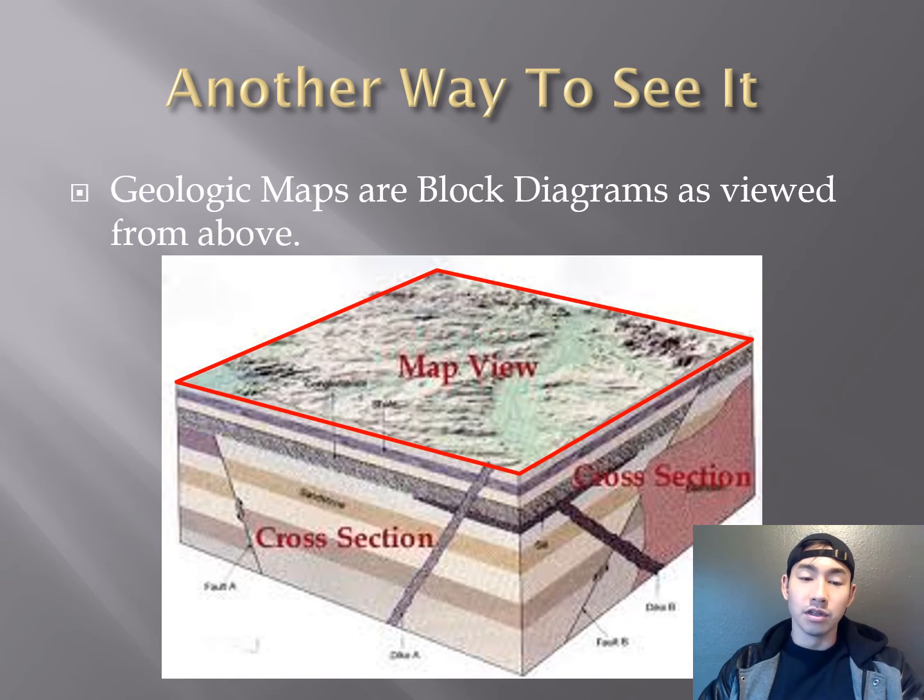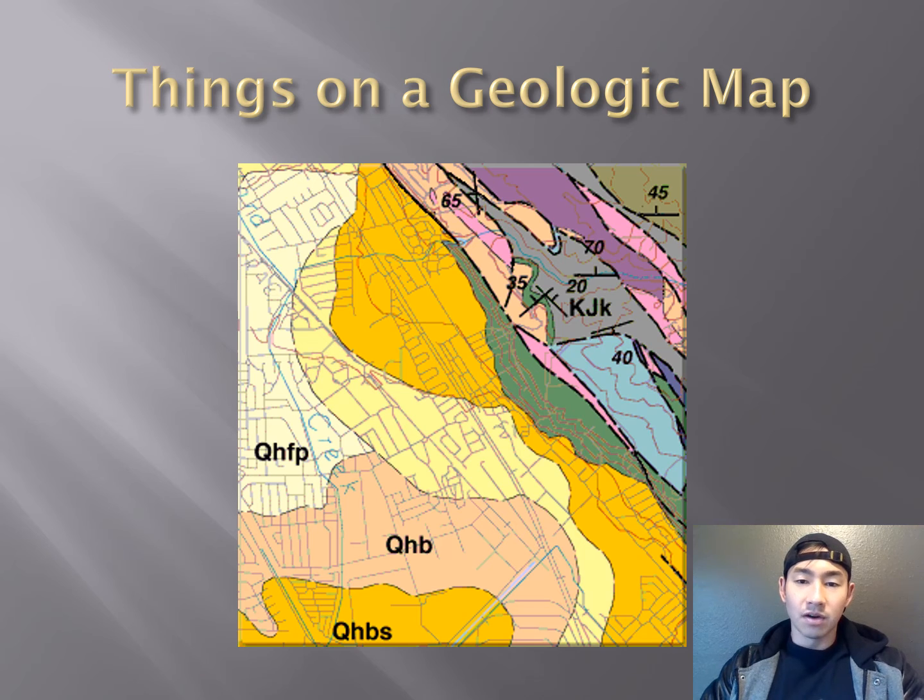Another way to look at this is, our geologic maps are basically our block diagrams in map view. So we're looking at this from the top. We have our initial topographic map, which is our base map, and that is shown by the street symbols that we can see that are kind of faint in the background here. And then we have our geologic information that's overlaid on top, which is all the different colors and symbols and the bold font, right? So we have QH, FP, QHB down on the lower left, and then we have KJK.